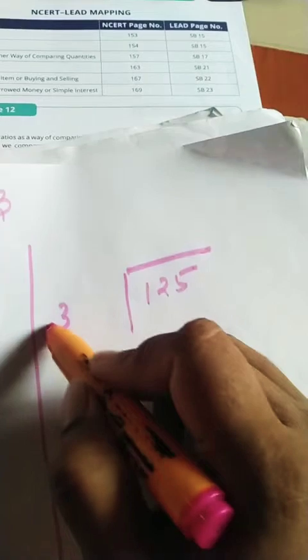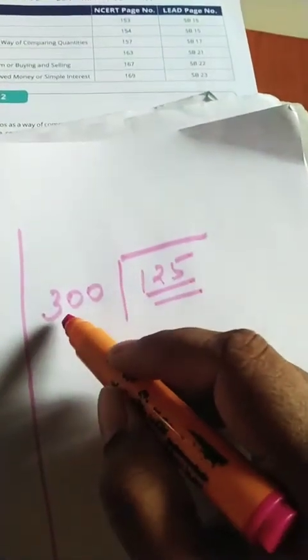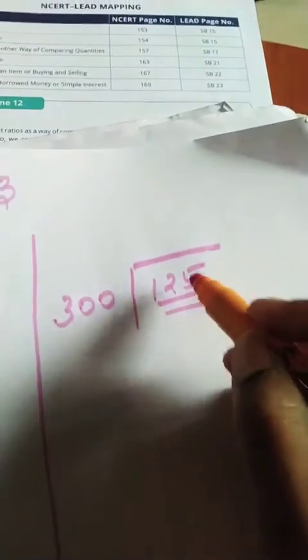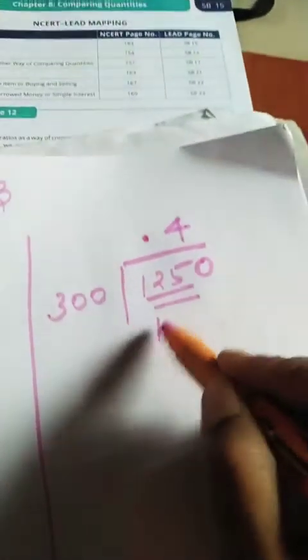125 divided by 300. This is a lesser number divided by a bigger number, so it doesn't go. First keep a decimal point so that you can add a 0. How many times does it go? 4 times. 3 4s are 12.